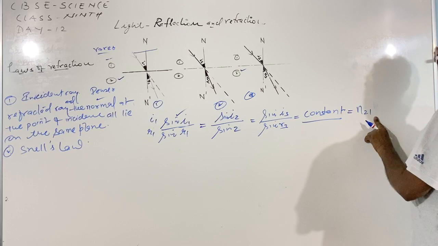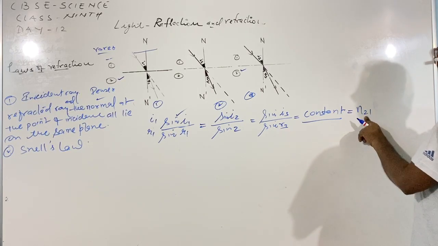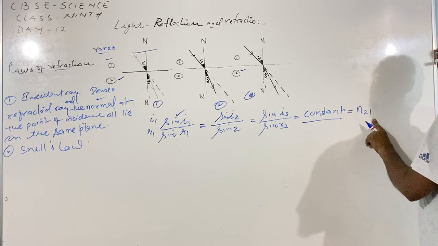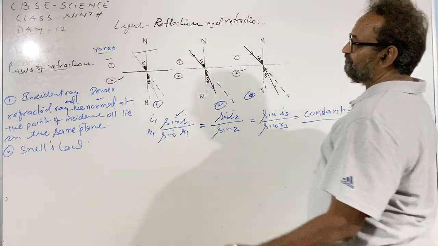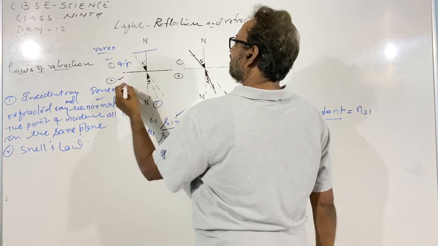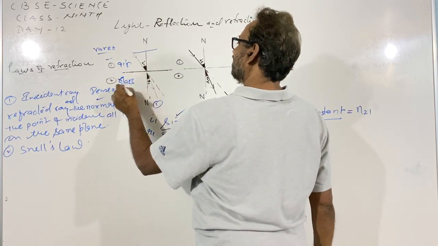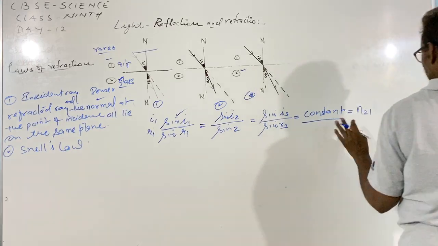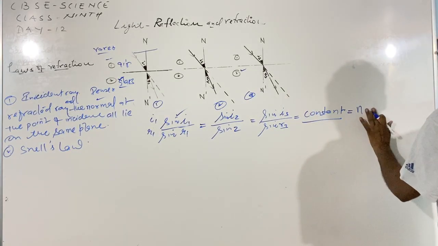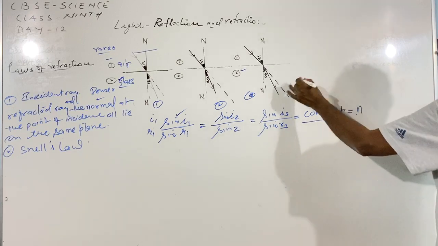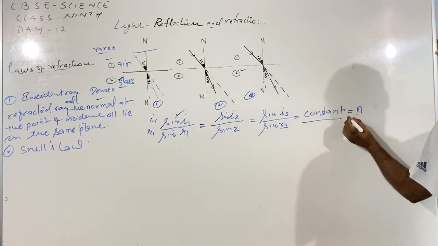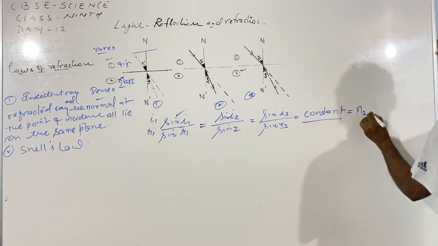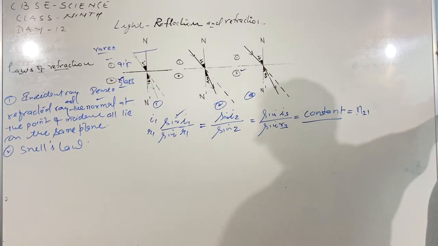So what you will read it? Refractive index of the second medium with respect to first medium. Consider that the first medium is air, the second medium is glass. Then this ratio is equal to the refractive index of the glass with respect to air. Obviously, glass is the second medium, air is the first medium. This is called second law of refraction, which is also known as Snell's law of refraction.